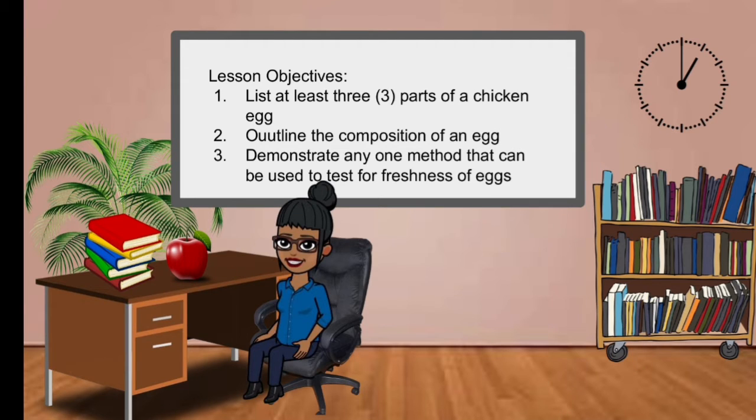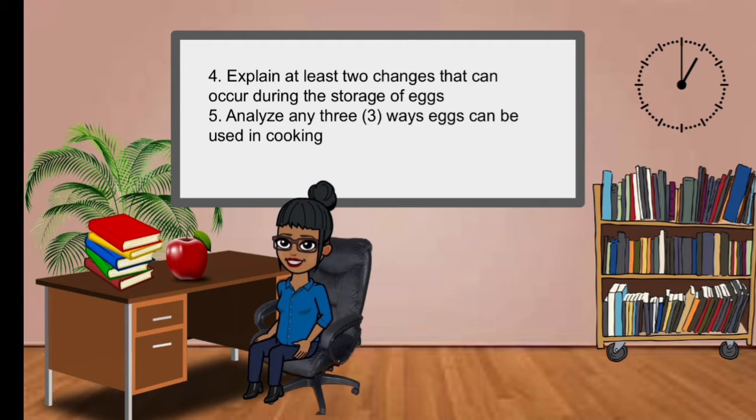Let's take a look at the lesson objectives. Number 1, you should be able to list at least 3 parts of a chicken egg. You should also be able to outline the composition of an egg. Number 3, you should also be able to demonstrate any one method that can be used to test for freshness of eggs. Number 4, explain at least 2 changes that can occur during the storage of eggs. And number 5, you should be able to analyze any 3 ways eggs can be used in cooking.